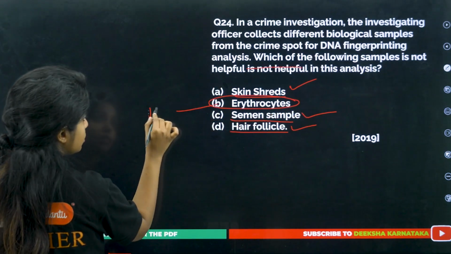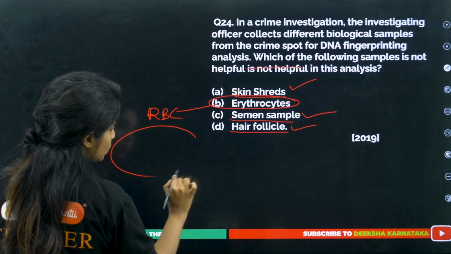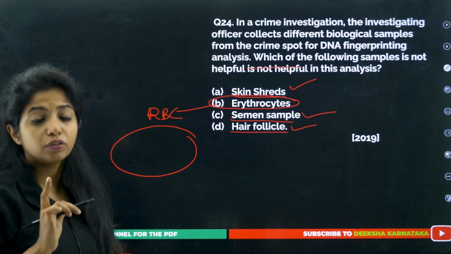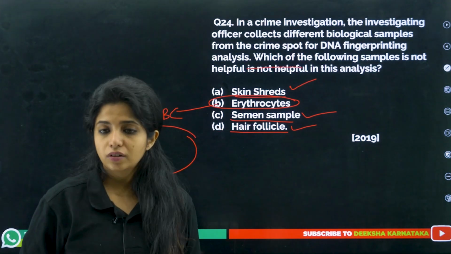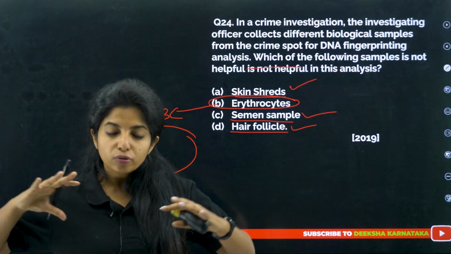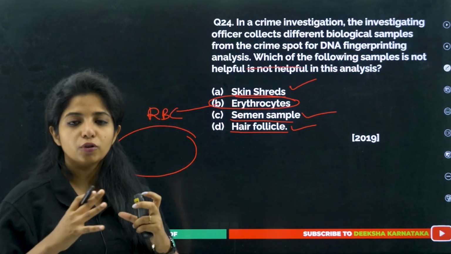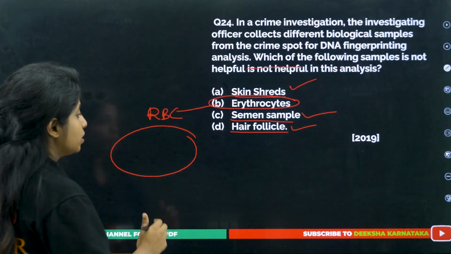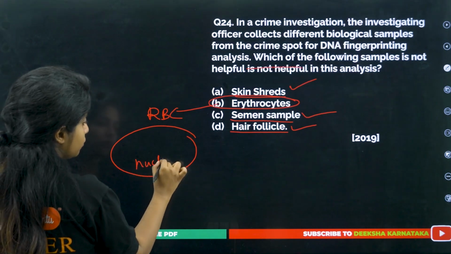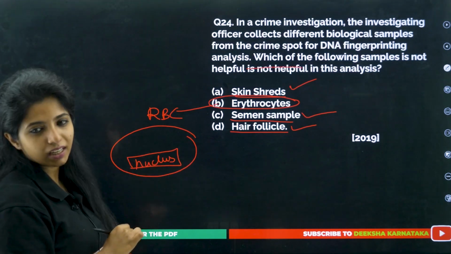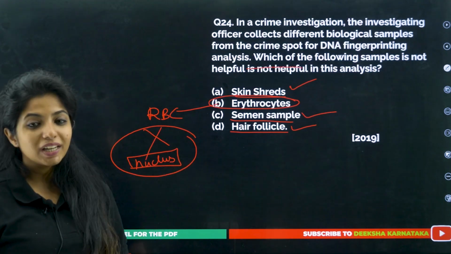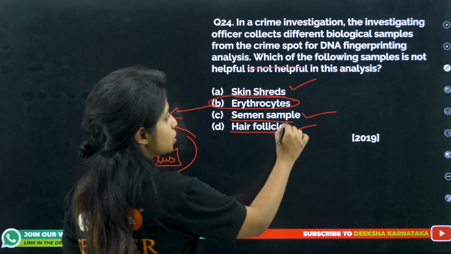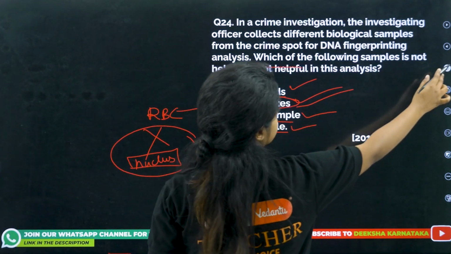Erythrocytes is basically RBC, my dear children. And RBC, you know what? Since their major function is to transport oxygen, they have hemoglobin. So to accommodate more and more hemoglobin, they said we do not want a nucleus. So they are the cells which do not have a nucleus. If no nucleus is there, can I accommodate DNA? So there is no DNA. If there is no DNA, there is no DNA fingerprinting as well. So this becomes the answer.